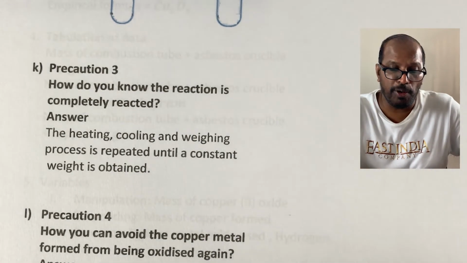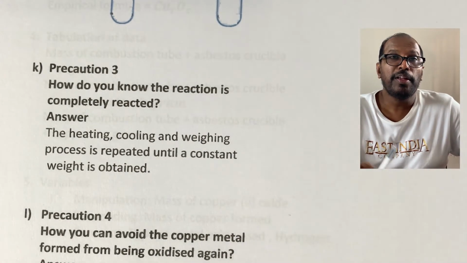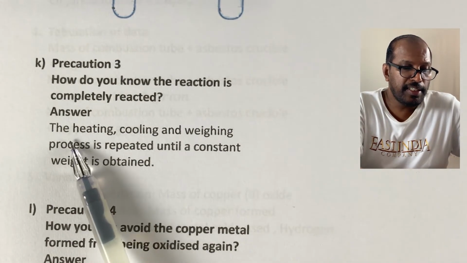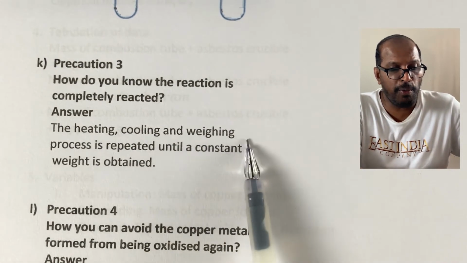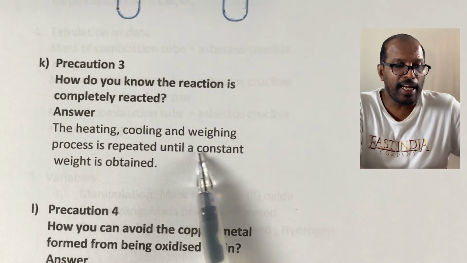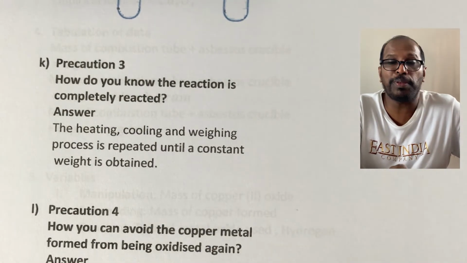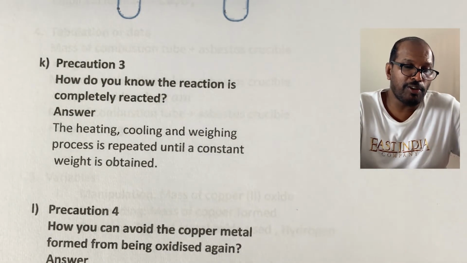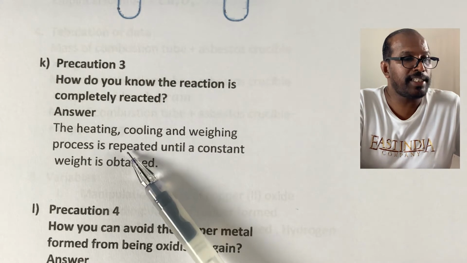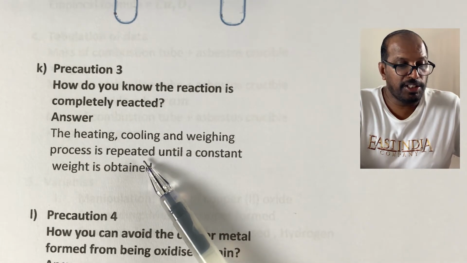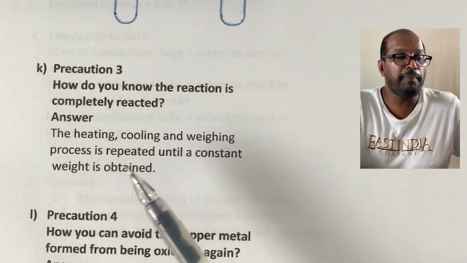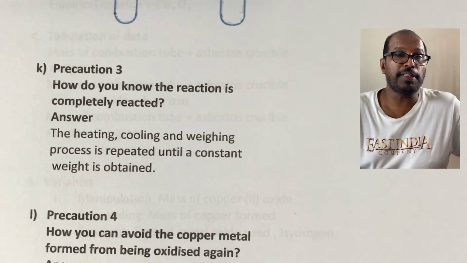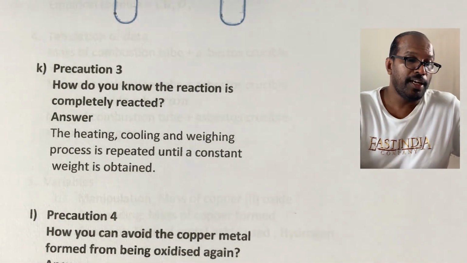That means the entire copper oxide has already been turned into copper. So the answer is: the heating, cooling and weighing process is repeated until a constant weight is obtained. That means repeat the experiment again and again until you get a constant weight. Then you have achieved the constant value, right? Therefore, the experiment is completed. That means the copper oxide is already completely reduced.